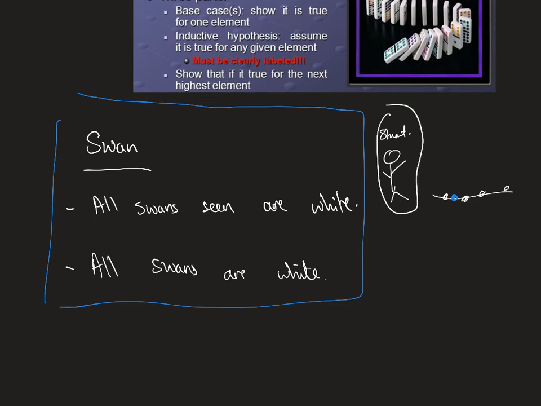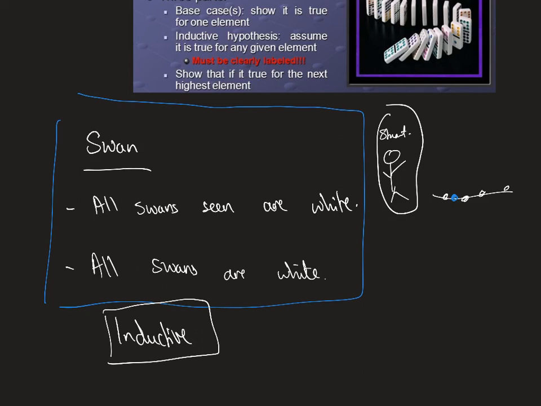But the point was that when Stuart went around and looked at all those swans, we all should have accepted that this was an inductive argument. Inductive means that it's a good argument, but it's not definitely true. And that's what science is. They are good arguments, which give us reason to believe them. Scientific arguments are inductive, but they are not deductive.